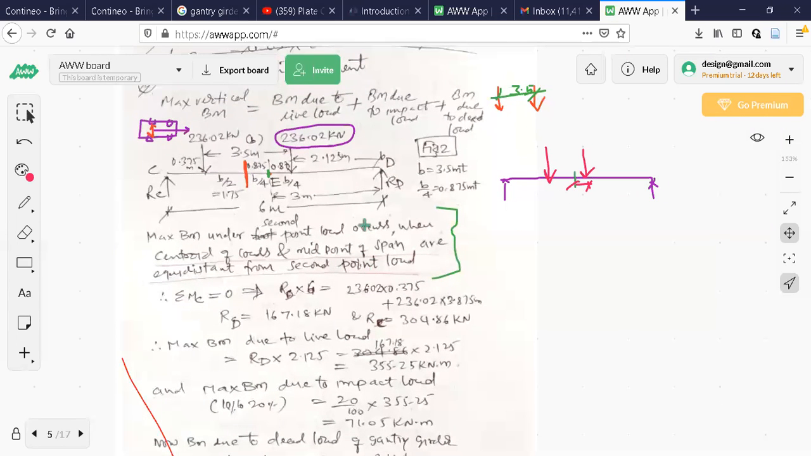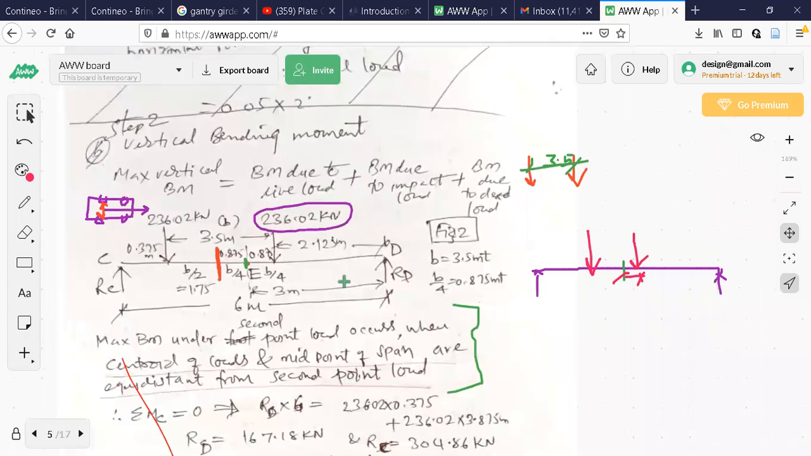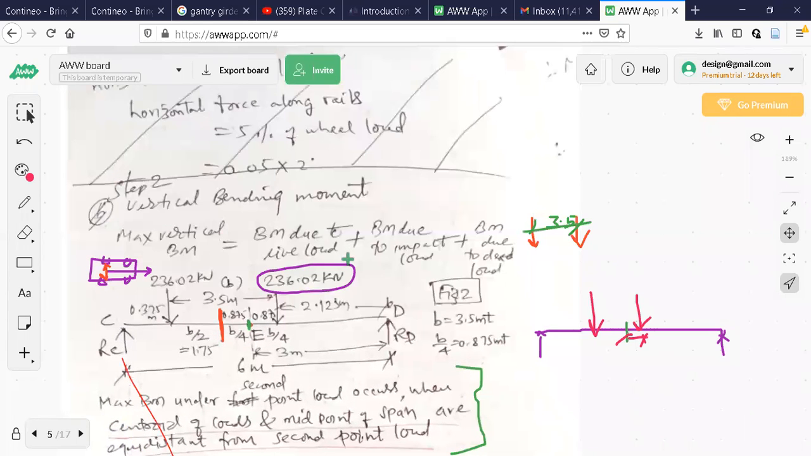See, you can mute it, because what is happening in your house also I can hear.